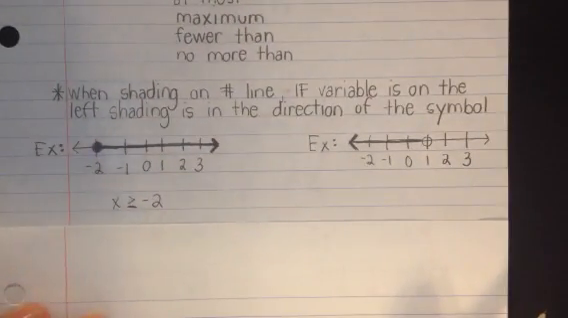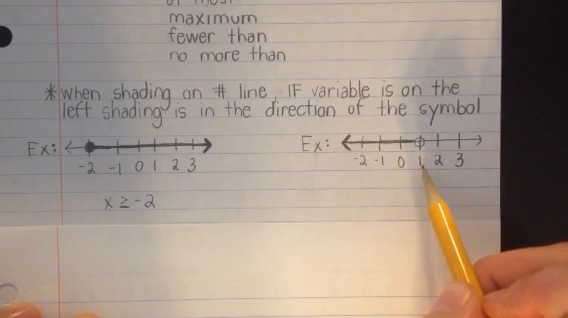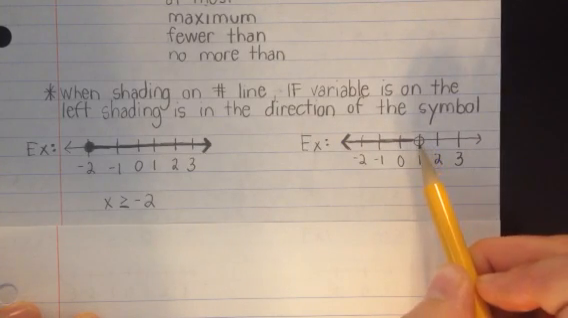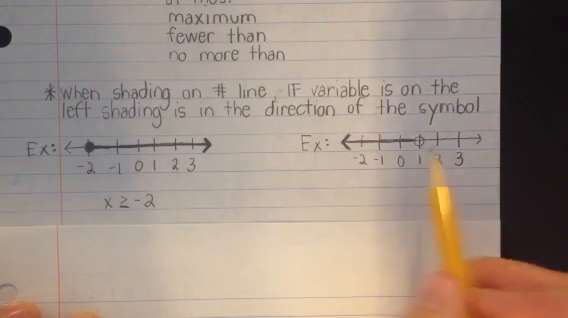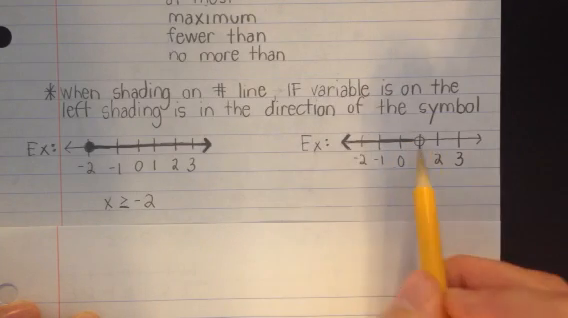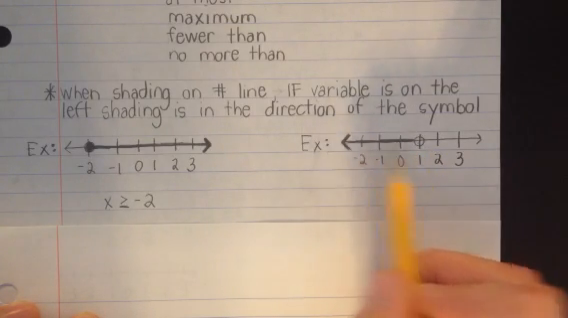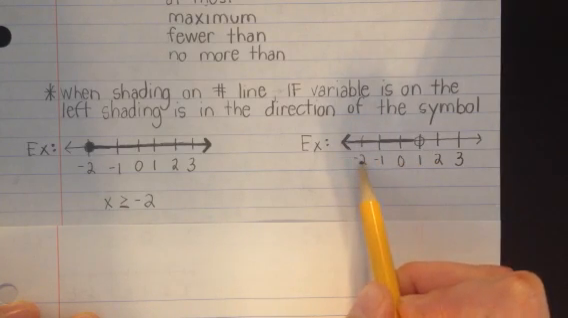All right, let's look at this other example here. On this example, our circle is over the number 1. It's an open circle, so we know it's not or equal to. And in this case, the shading is going to the left. So what's happening to those values as we move to the left? From 1, we go to 0, -1, -2.